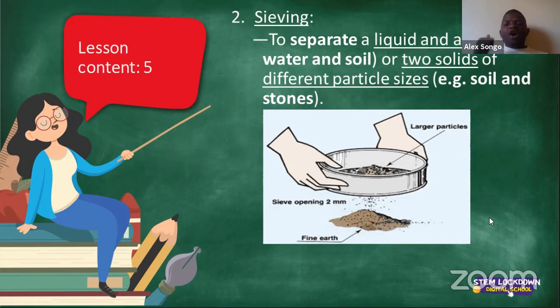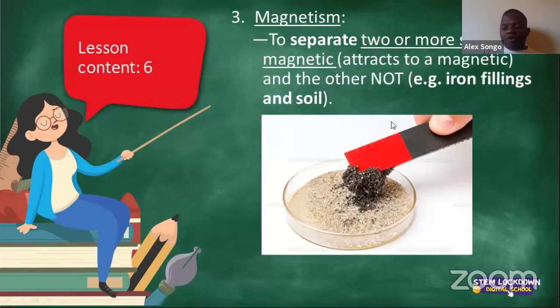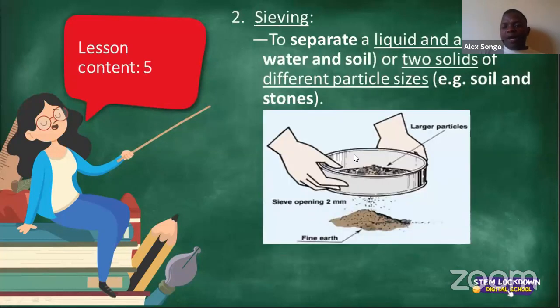Or, ladies and gentlemen, you are sieving between two solids that are different because of their particle sizes. So maybe you are separating soil from stones. As you can see in the picture there, the large particles are remaining inside, the soft or the fine earth soil particles are coming out. So this person has managed to sieve what? The combination of soil and rocks.